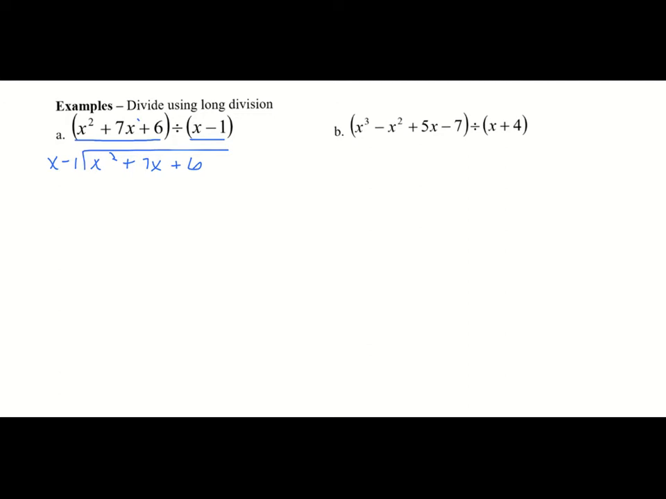All right, so we are going to start off step 1. Remember, we divide. So I'm going to divide the x squared by the first term in our binomial, so by x, and that's going to equal x. We're going to put our x right there. Step 2, we multiply. So we're going to do x times the whole thing we're dividing by, so x minus 1. And that is going to give us x squared minus x. So then we're going to subtract.